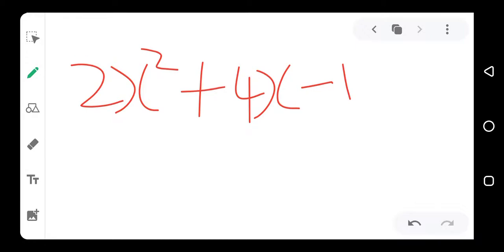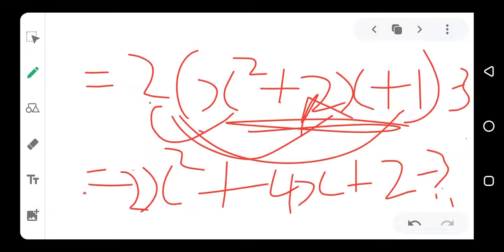So this is the final answer. So this is the f of g. F of g is equal to 2x raised to power 2 plus 4x minus 1. So this is basically how we solve function of function or composite functions or composite mappings.